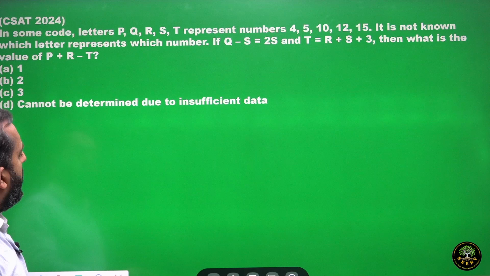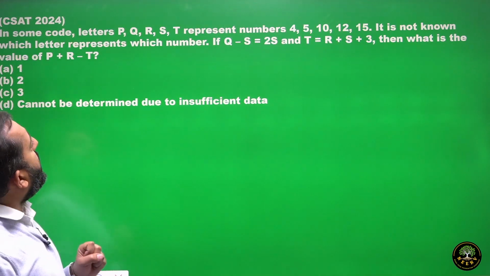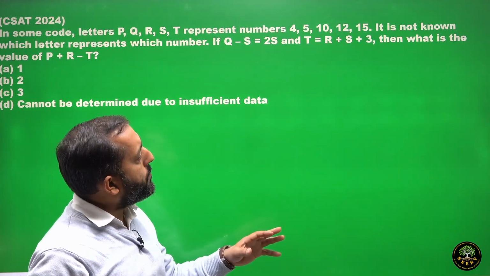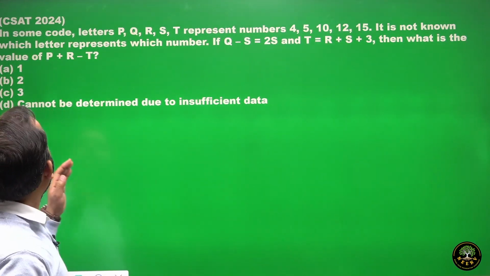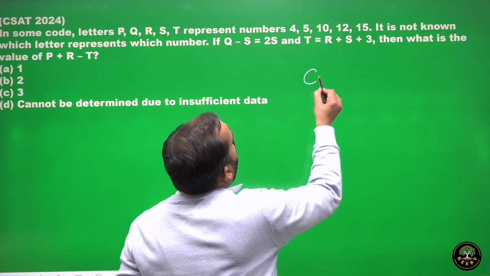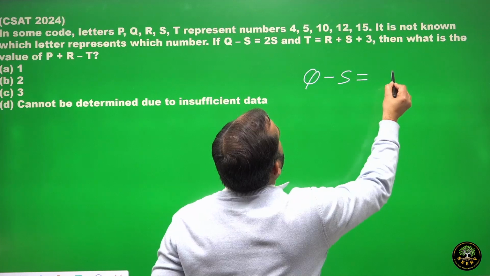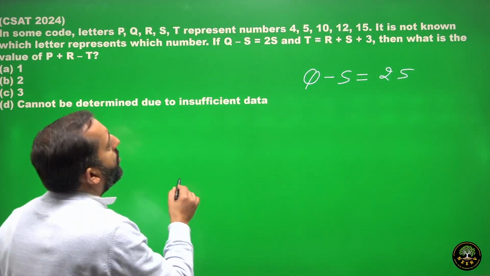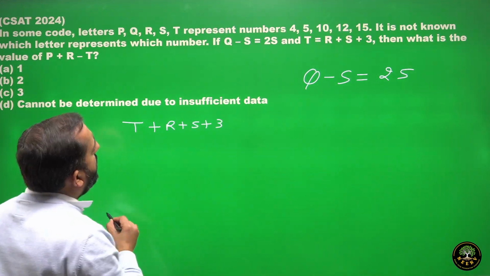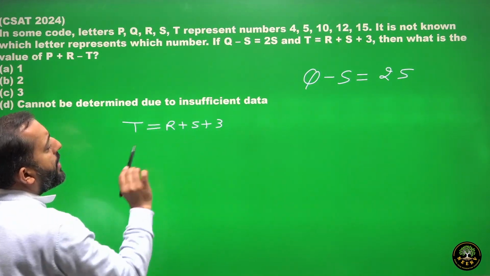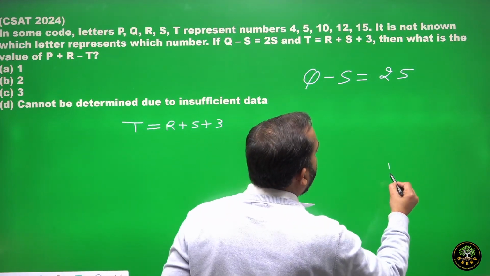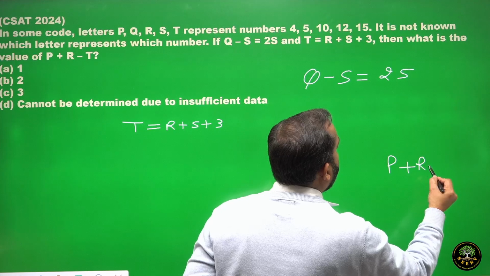Next is this. In some code, letters P, Q, R, S, T represent numbers 4, 5, 10, 12, 15. It is not known which letter represents which number. I know Q minus S is equal to 2S. Further, T is equal to R plus S plus 3. Then we are looking for the value of P plus R minus T.